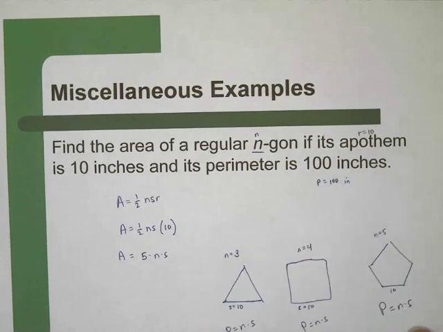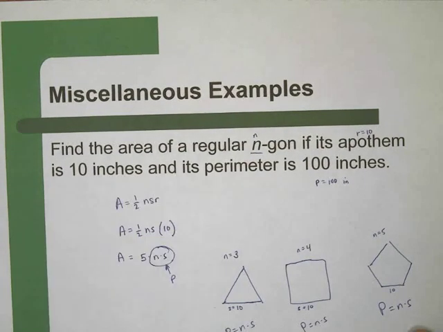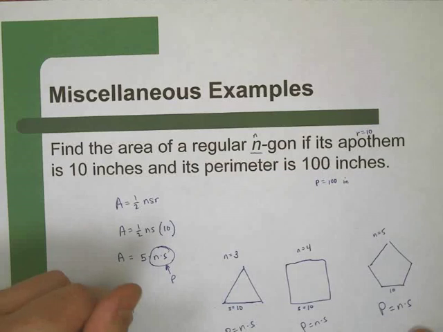The perimeter is n times s. The number of sides times the side length of each one. 10 times 4. 10 times 5. Look what I got there. That's just the perimeter of the shape.